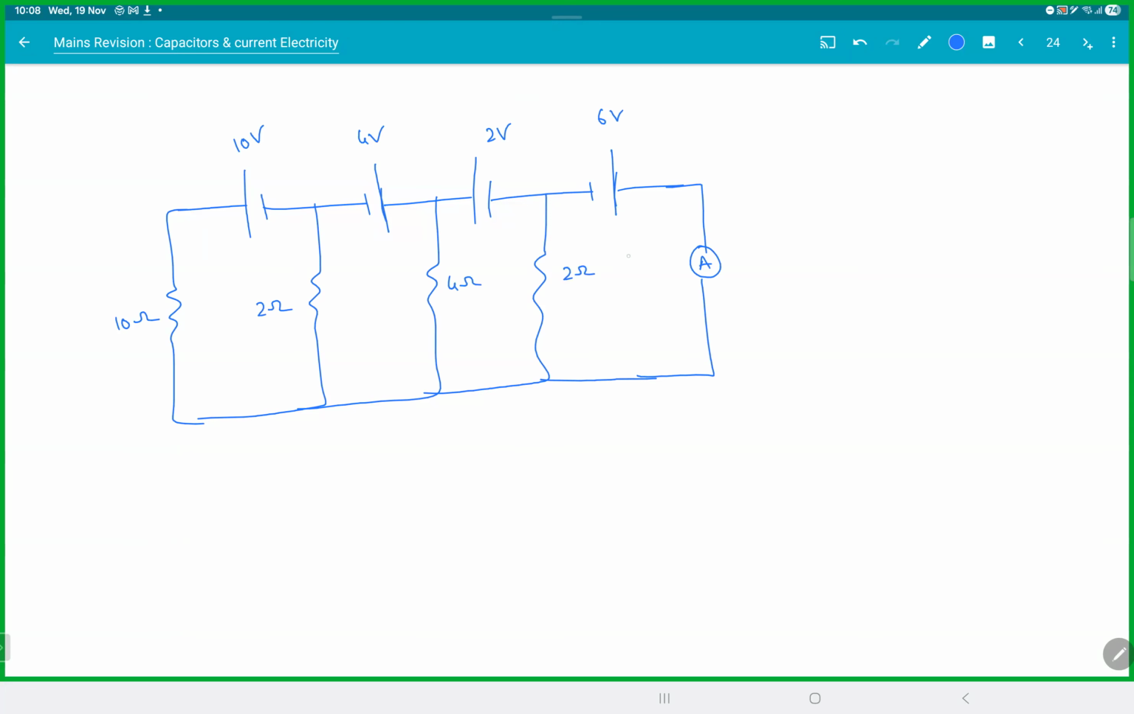Find the current in the ammeter. Ideal ammeter. Huh? So ammeter has no resistance.